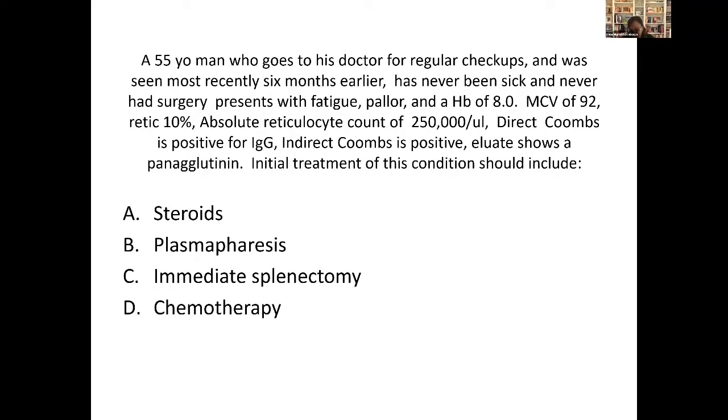So the correct answer, the answer I would have picked, would be the steroids, right? So he has what seems to be a new anemia. It does not sound from the history that there were any antecedent drugs or infections. And he has a positive direct Coombs, and we'll go a little bit into details. What are these things like direct Coombs, indirect Coombs, and LDH? So it's probably warm autoimmune hemolytic anemia. The initial treatment for that is steroids.